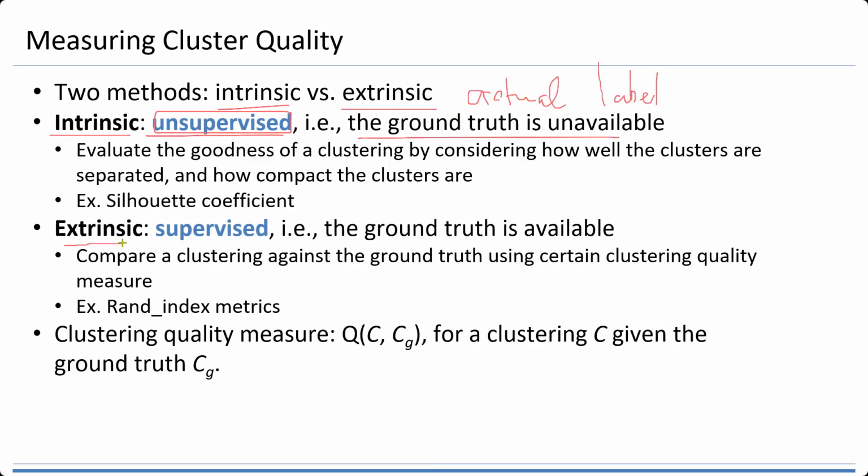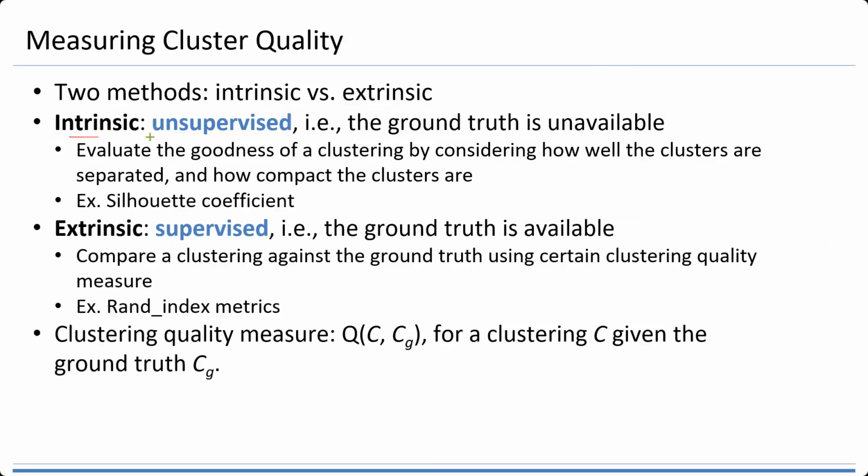For the extrinsic, it is supervised. So actually the ground truth is available. We have the actual label, but we want the machine learning to see whether the clustering result is the same as the actual label or not. So let's look at one by one.